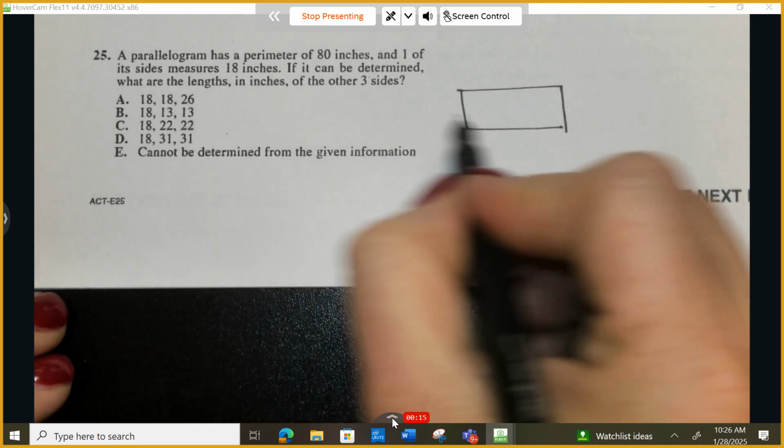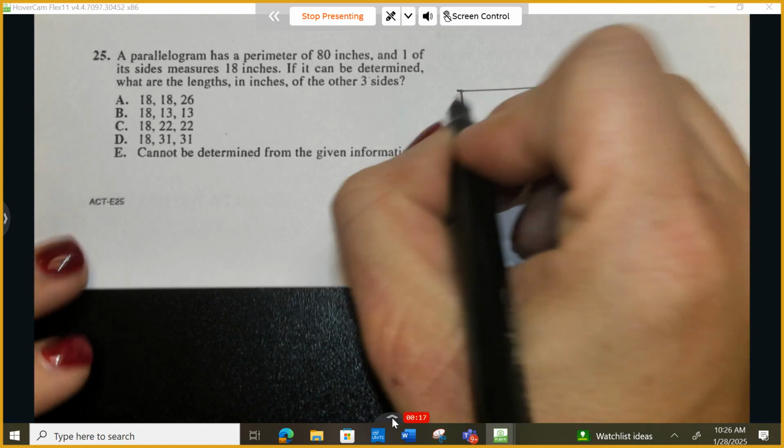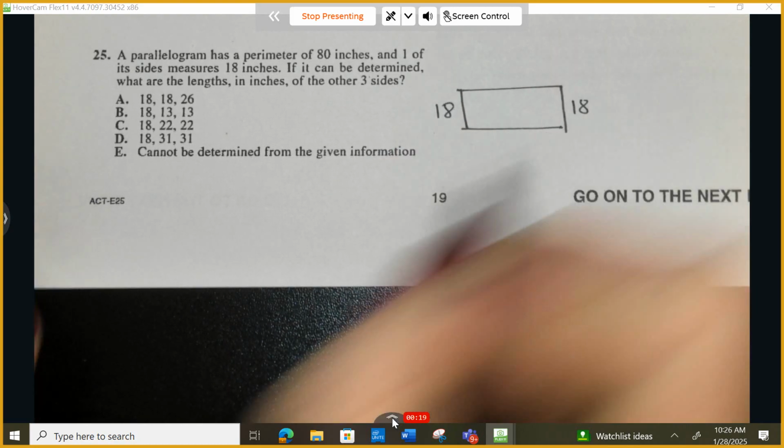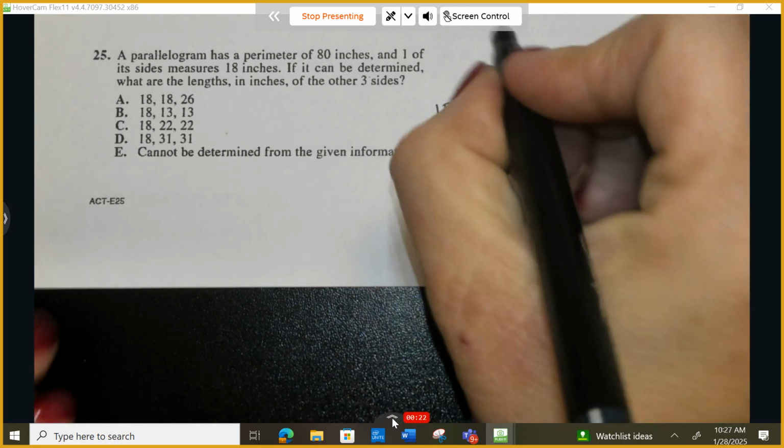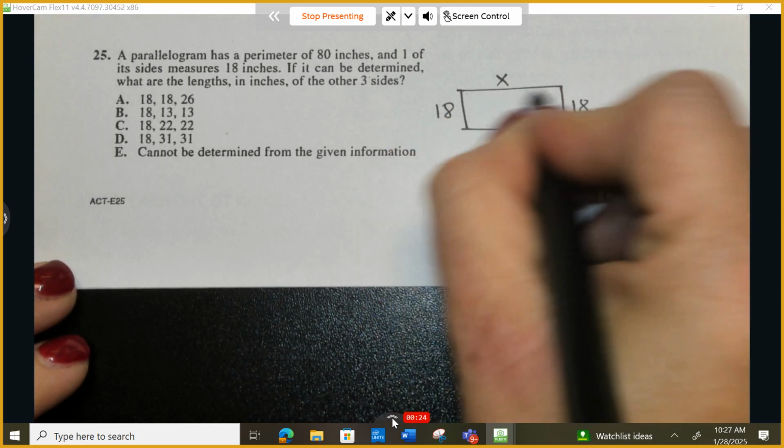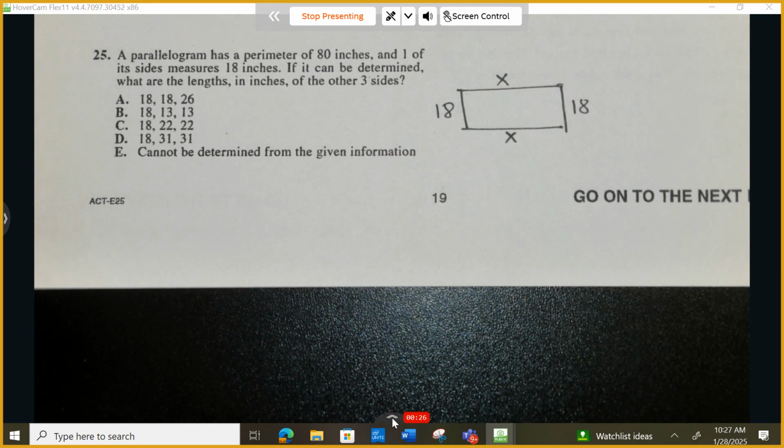And I'm going to choose these two sides to be 18. It doesn't matter which two sides. It doesn't have to be drawn to scale. And I know these are the missing lengths. Parallelogram means opposite sides are parallel and they're going to be the same length.